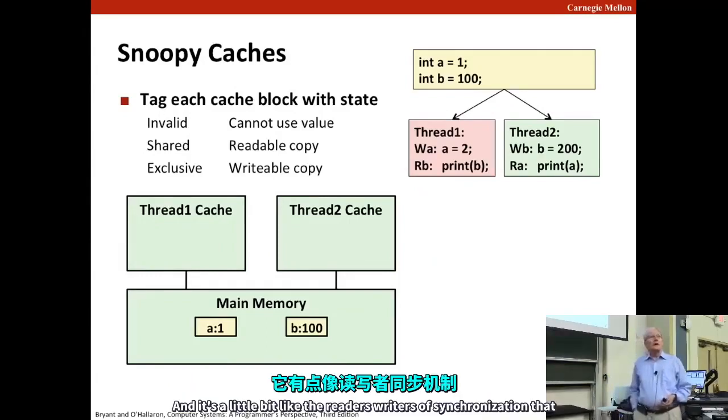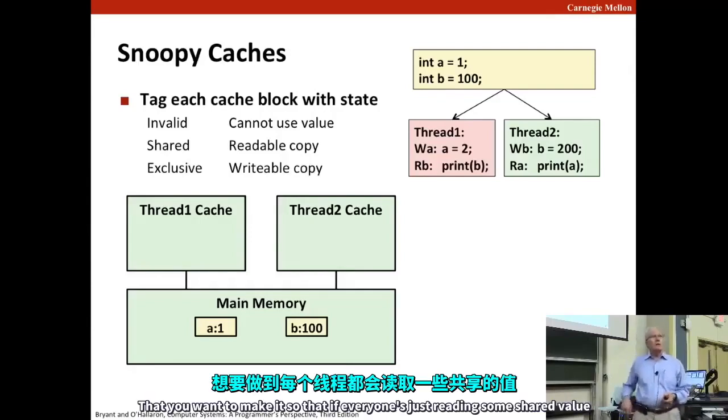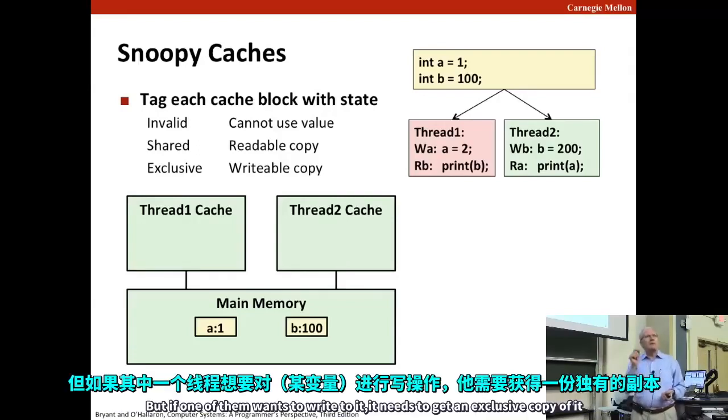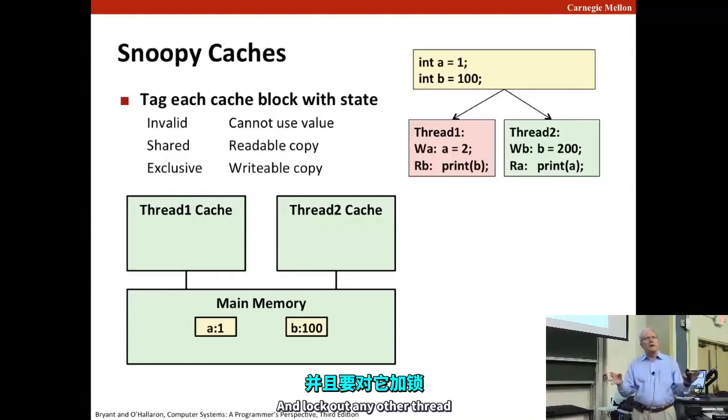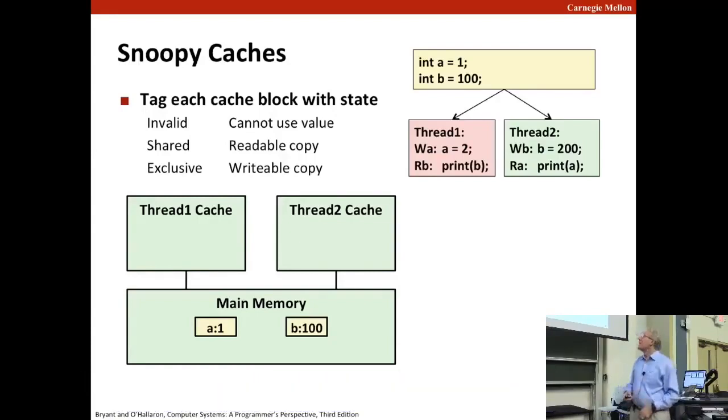And it's a little bit like the readers-writers synchronization that you're working on for your proxies. If everyone's just reading some shared value, they should be able to get copies into their own caches to optimize performance. But if one of them wants to write to it, it needs to get an exclusive copy of it and lock out any other thread from accessing that, either to read it or to write it, for long enough to make the update.